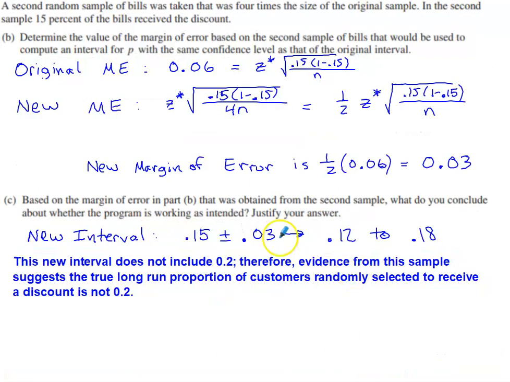We're asked to determine the value of the margin of error based on the second sample of bills that would be used to compute an interval for P with the same confidence level as the original interval. So it is a little bit weird that they never provided us with that confidence level. As I was reasoning this out, I just tried to say, okay, how was that original margin of error, that amount that I was moving up and down from my point estimate by, how was that computed?